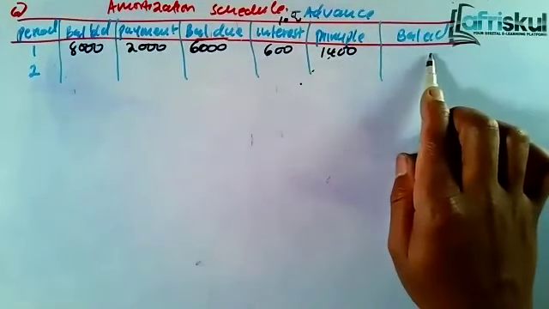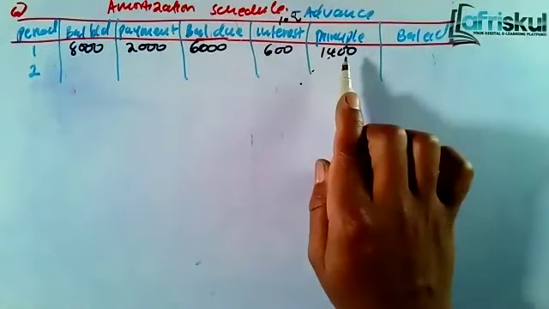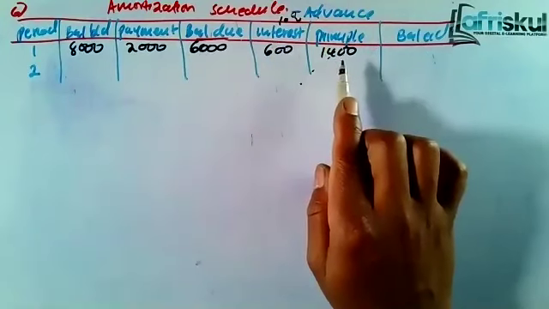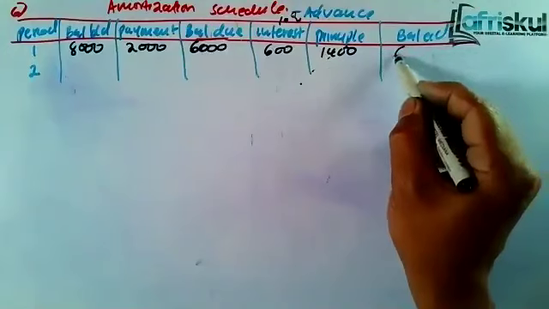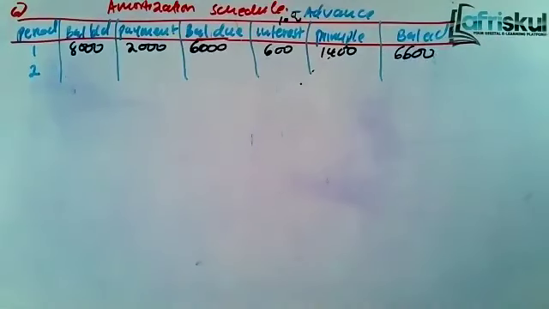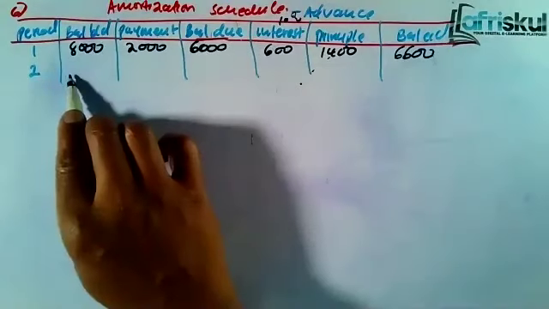Now we can get the balance carried down. This is how we get the balance carried down. You take the balance at the beginning, the balance brought down, you minus the principal. That's how you get the balance carried down. So it will be 8,000 minus 1,400, and you'll get 6,600. Then the balance carried down becomes the opening balance the following year.